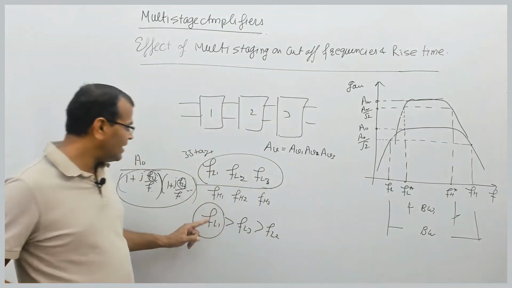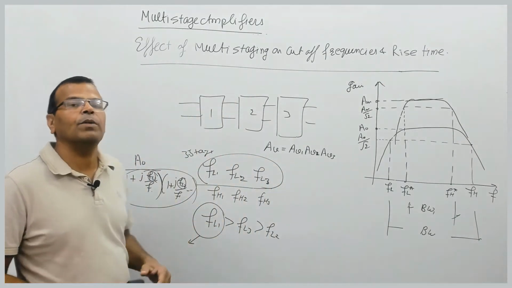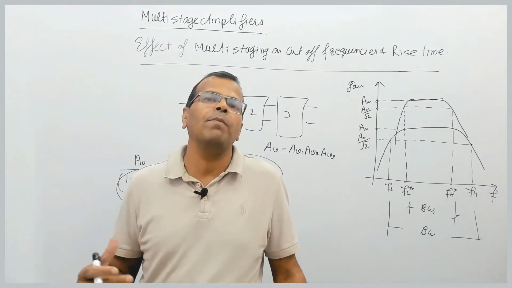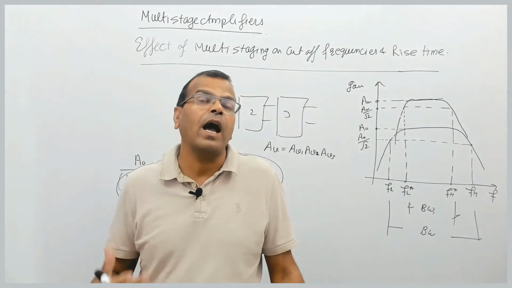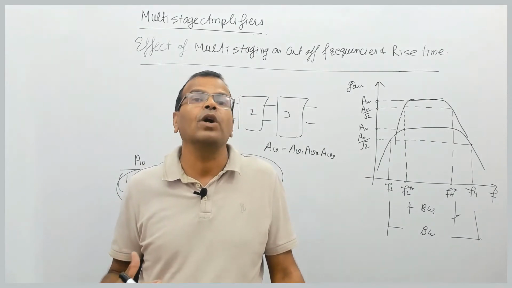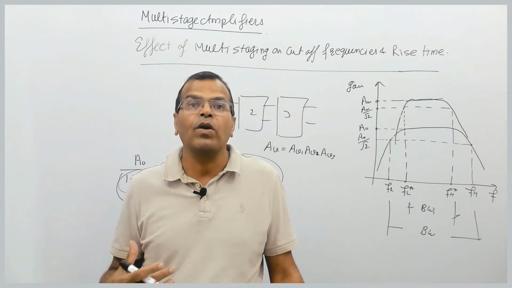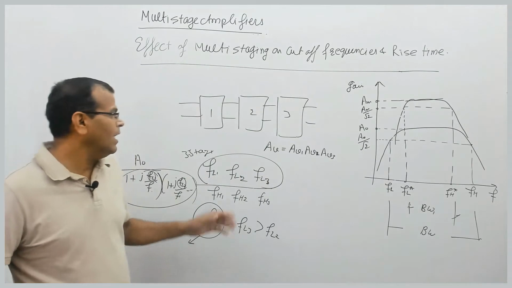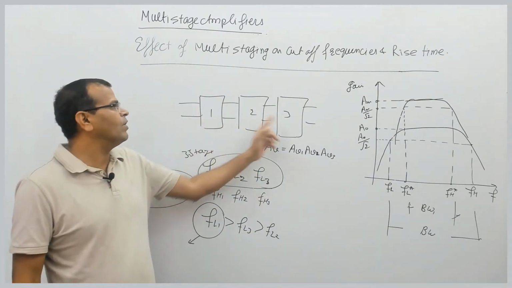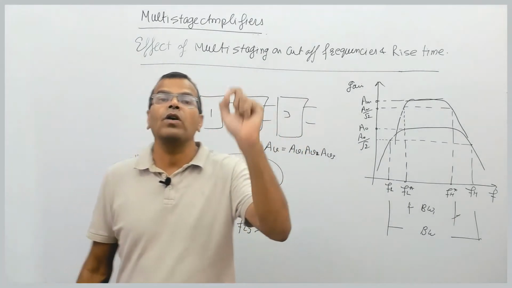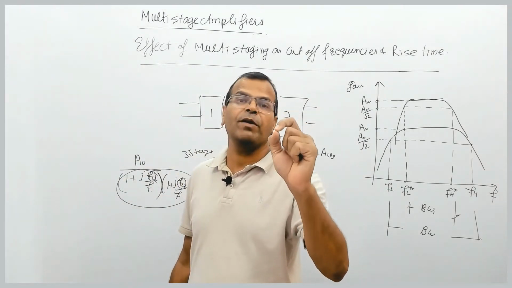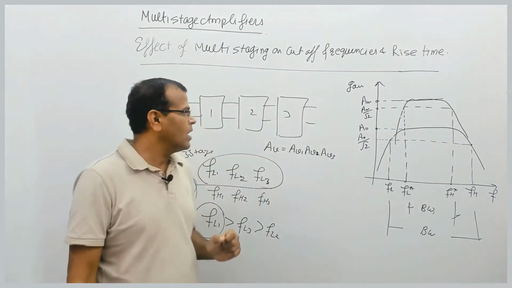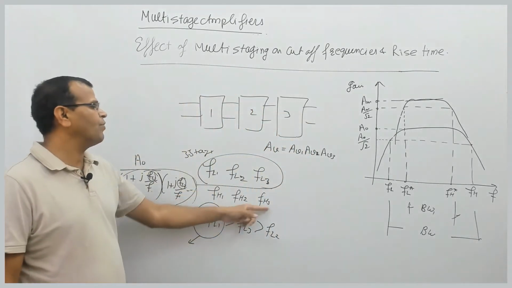So which is largest? This one is largest. The largest pole among all the poles of the amplifier at low frequencies will give me the overall lower cutoff frequency. So the largest cutoff frequency of all the 3 stages is the overall lower cutoff frequency of the amplifier. This is a very important question. Please remember this. Now let us talk about upper cutoff frequency.